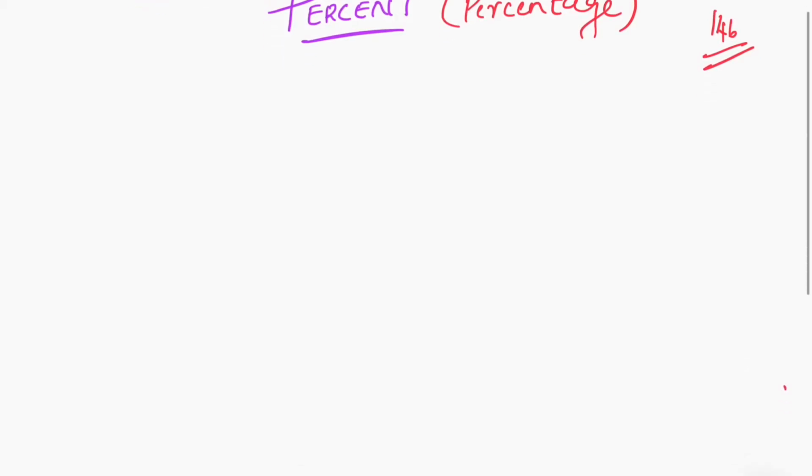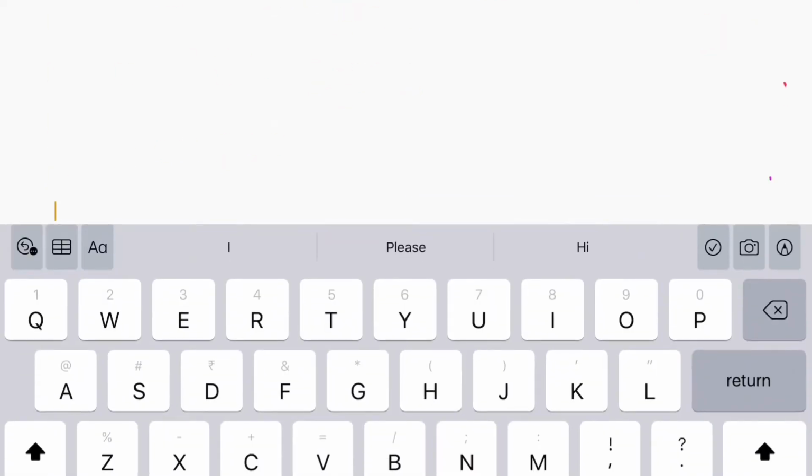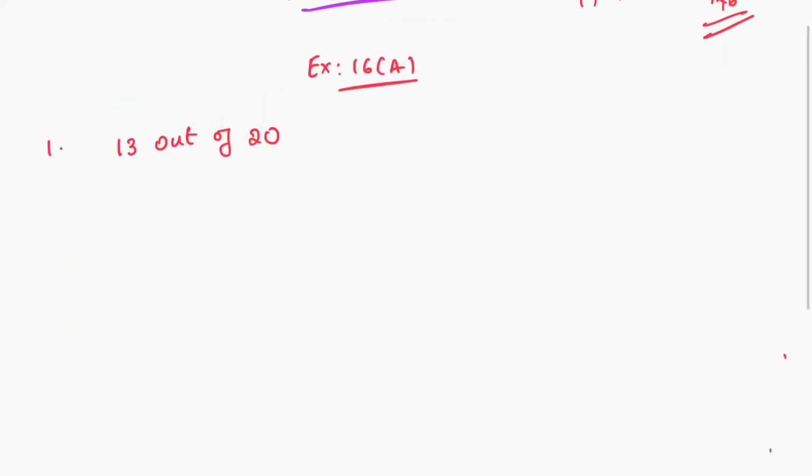So, let us directly start with exercise 16a. Let us do a few problems from percent. The first main question: express each of the following statements in percentage form. We have 13 out of 20. So how do we take that 13 out of 20? I can write this as 13 by 20.